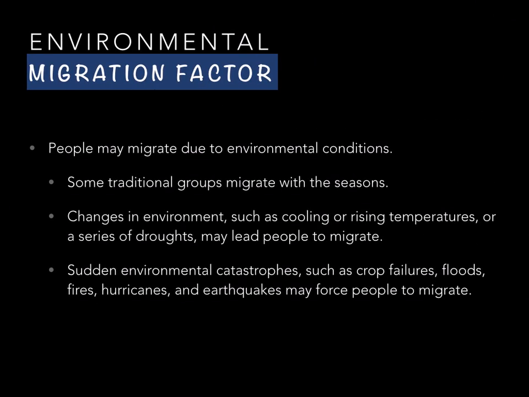Environmental migration factor. People may migrate due to environmental conditions. In some areas of Africa, a tribe may migrate from one region to another so they can take their cows from one grassland area to a new one. So they may migrate due to the seasons. Changes in environment, like cooling and rising temperatures or droughts, can lead people to migrate. And environmental catastrophes, like hurricanes, like Hurricane Katrina, or an earthquake, may force people to migrate.